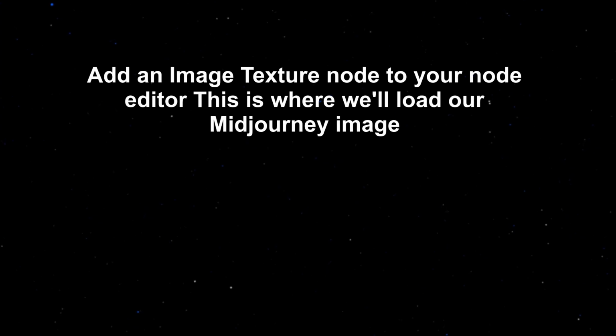Now, let's head over to the shading workspace here. We'll set up the materials and textures for our plane. Create a new material for your plane. We'll be using a principled BSDF shader. Add an image texture node to your node editor. This is where we'll load our Midjourney image.